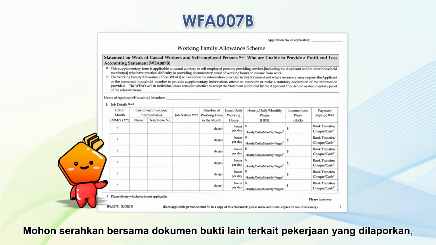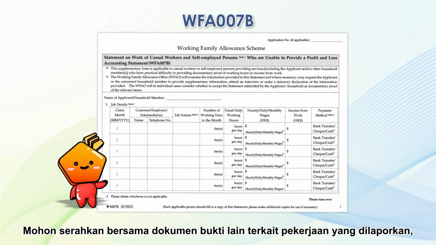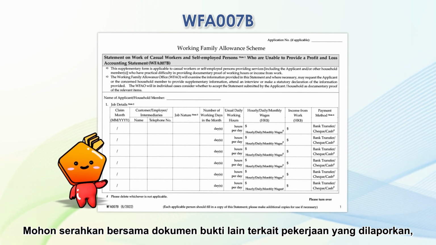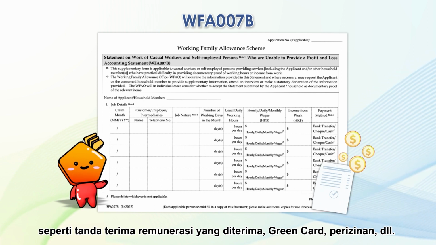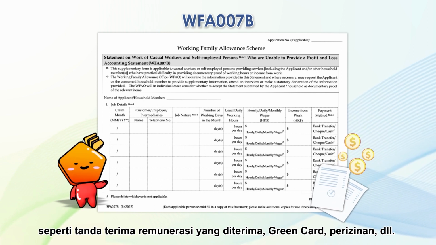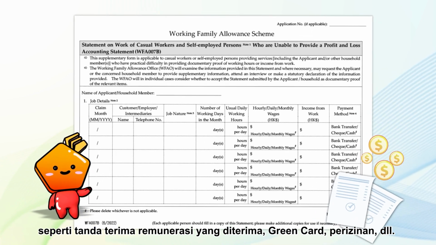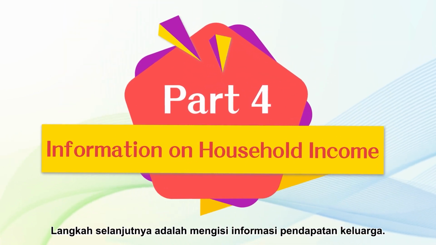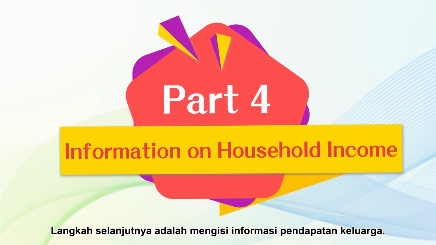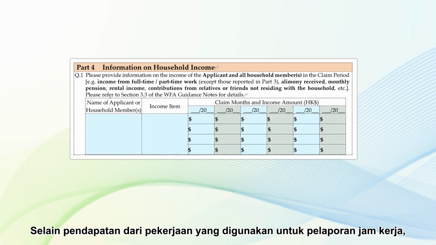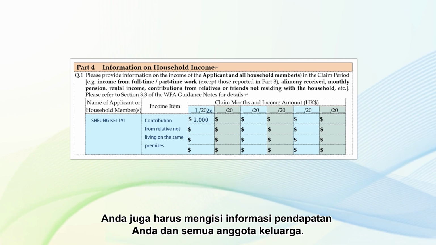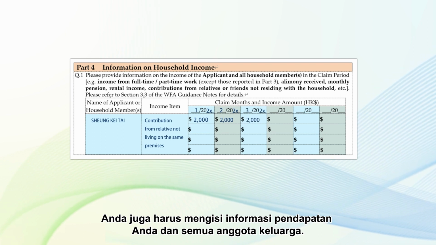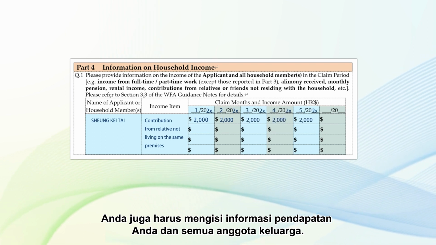Please submit together any other documentary proof relating to the reported jobs, such as receipts for remuneration received, green cards, licenses, etc. Next step is to fill in the information on household income. Apart from the income from work that is used for reporting working hours, you should also fill in your income information and that of all household members.